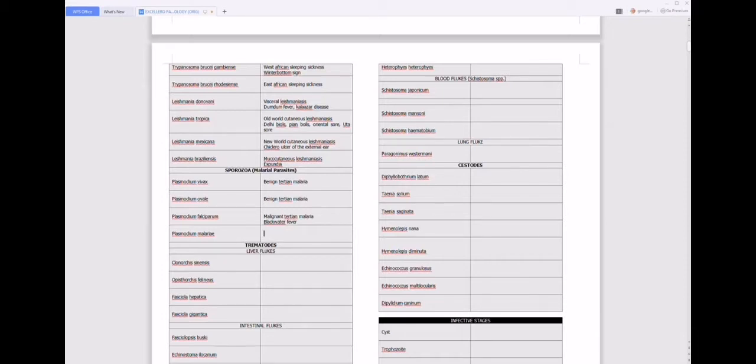So the three of them are tertian, while Plasmodium malariae is benign quartan malaria, because it occurs every 72 hours. Okay? If the others are every 48 hours, this one is 72. So, Plasmodium malariae is quartan malaria.